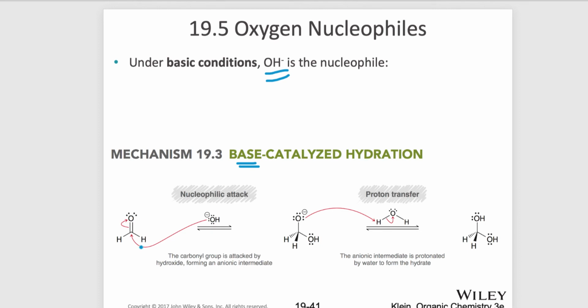I've kind of showed it before, but this is the mechanism. The hydroxide anion is going to attack the delta positive carbon as you make a new bond. Carbon can only have 4 bonds, so this bond needs to be broken. We get to the tetrahedral intermediate, we get to another proton transfer reaction, and there you are, and you have your hydrate.